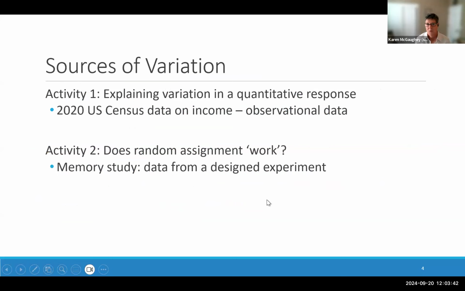So as Alan mentioned, I'm going to talk about and work with you on two activities today. The first activity is just explaining variation in a quantitative response and getting students to think about variability maybe a little bit differently than they have in the past. We'll use an observational data set from the 2020 US Census on income. And then activity 2 will really be a more hands-on activity with you all. I'm going to put you in the role of student. We're going to collect some data from you and use that to think about the purpose of random assignment.